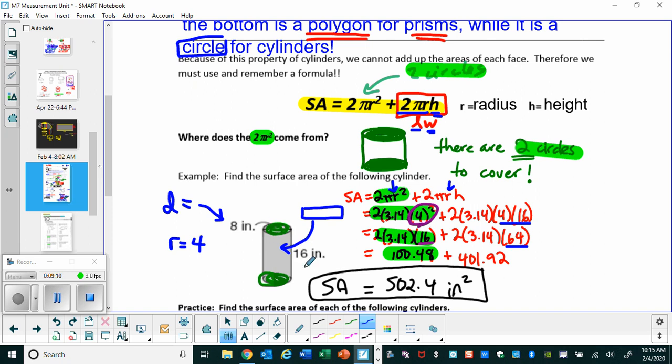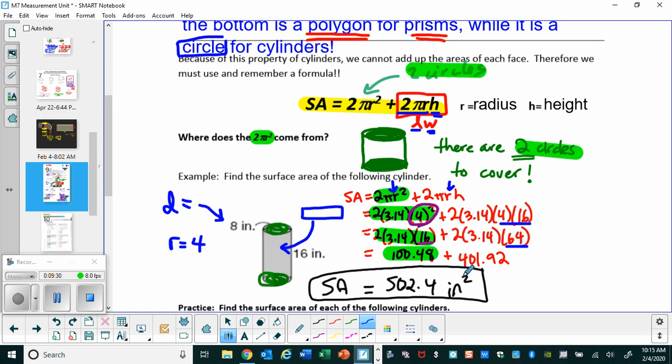So if I was to try to cover up this entire cylinder, I've got the weird curvy part, the rectangular face right here, and then I've got the top and the bottom. And when you add them up, we get 502.4 square inches. Now, friendly reminder that even though this looks like inches squared, we say square inches.